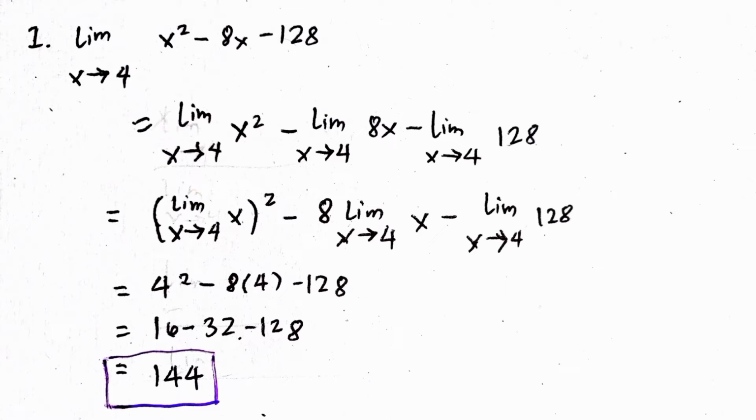Furthermore, let's use the constant theorem to evaluate the limit of the function. So we have the square of the limit of x as x approaches 4 minus 8 multiplied by the limit of x as x approaches 4 minus the limit of 128 as x approaches 4. Now apply the following theorems to simplify the function. Now we have 4 squared minus 8 multiplied by 4 minus 128, which is equal to 144. So the limit of x squared minus 8x minus 128 as x approaches 4 is equal to 144.